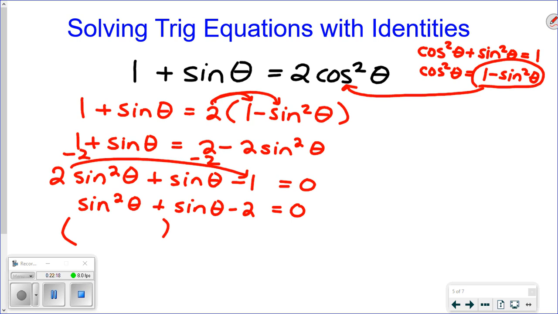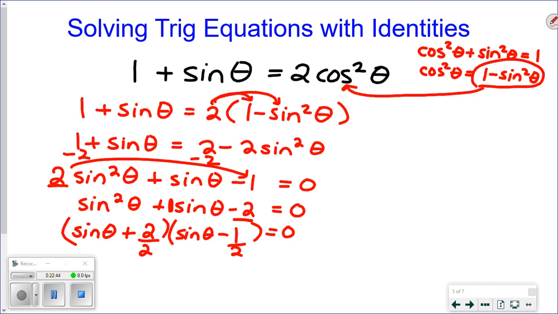Okay, then we can go ahead and break this up. Remember, it factors similar to a quadratic, but instead of x, we're going to put sine theta. We're going to think factors of negative 2 that add to 1. So that would be positive 2, negative 1. And then we have to divide by the 2 that we multiplied by to begin with. 2 over 2 equals 1. So we'll get sine theta plus 1 equals 0.